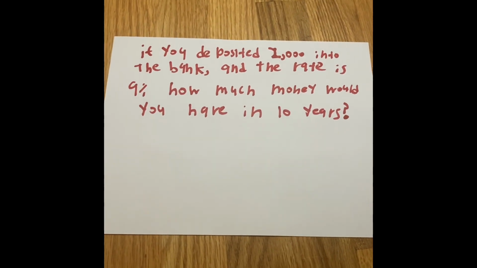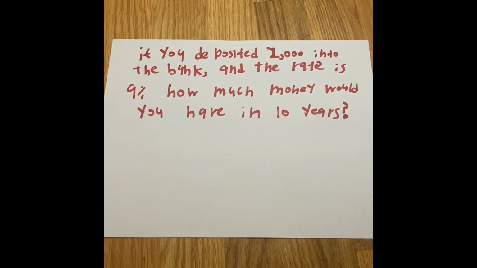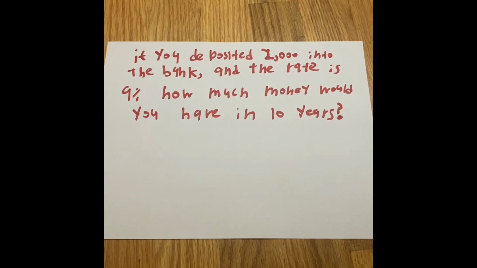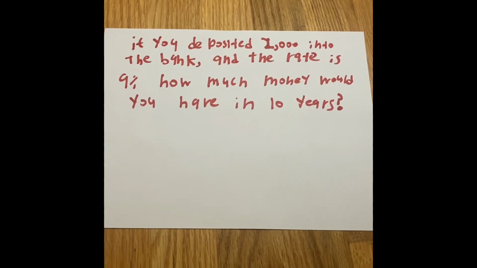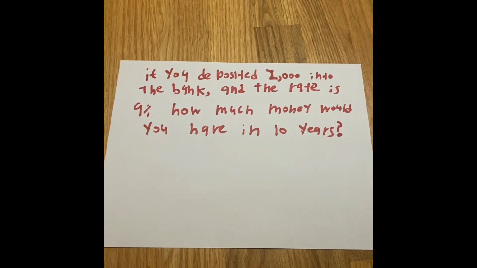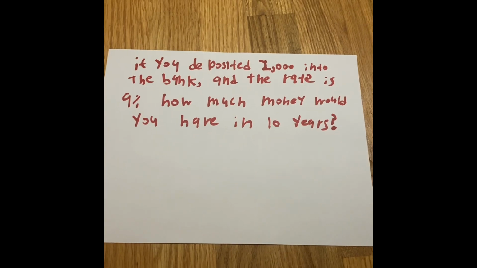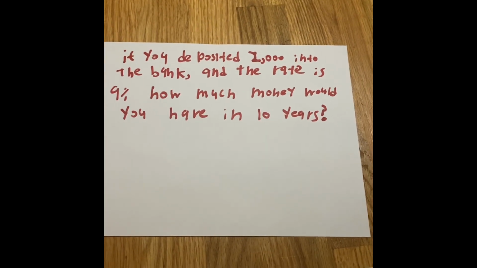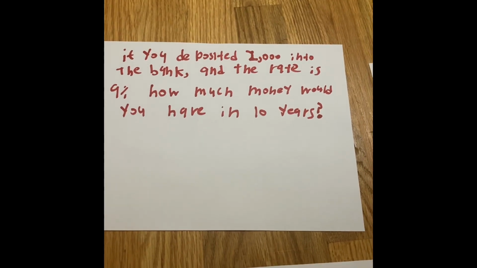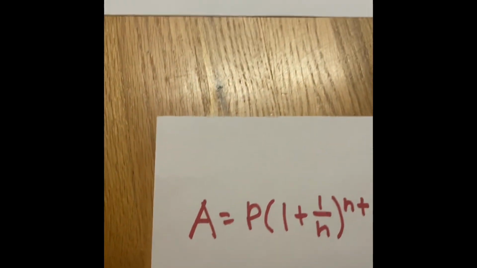So if you deposit $2,000 into the bank and the interest rate is 9%, how much money would you accumulate in 10 years? So we're trying to understand, if we put $2,000 into the bank with a 9% interest rate, how much would we have in 10 years? To solve this, we have to use a formula. So we have the formula right here.